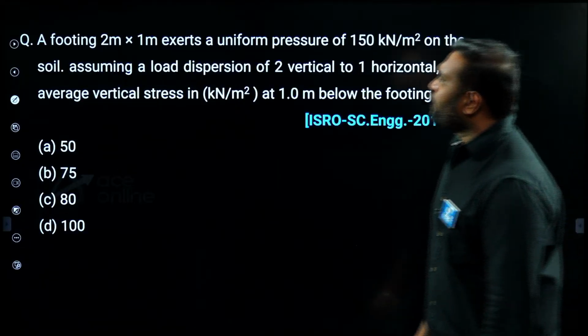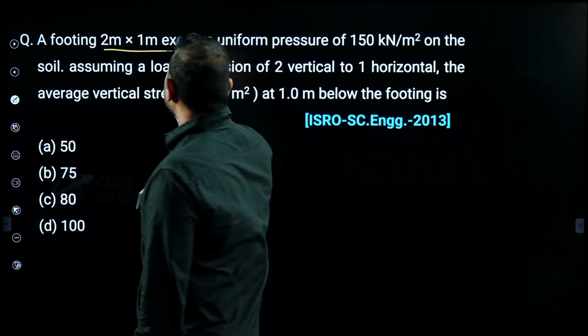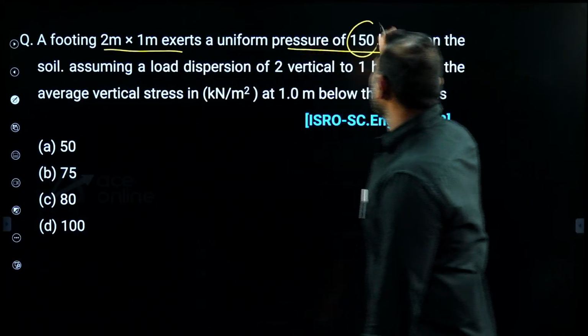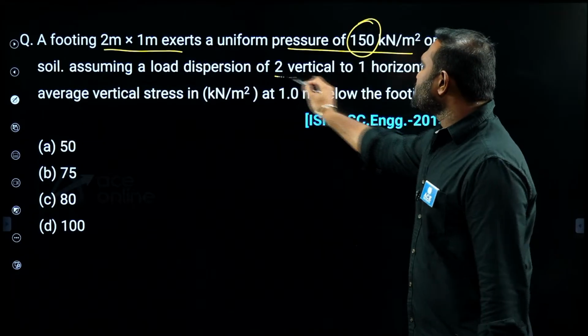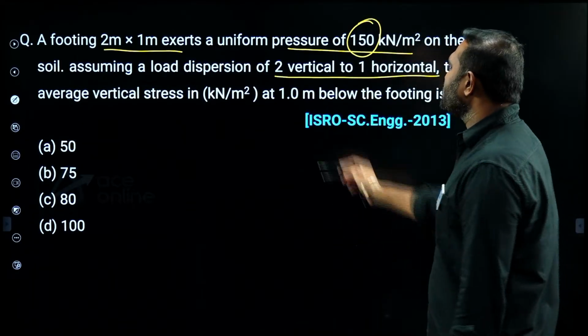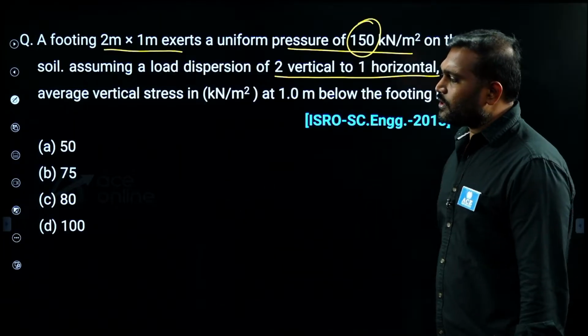Next, a footing 2 meter by 1 meter exerts a uniform pressure of 150. Assuming load dispersion as 2 vertical to 1 horizontal, find the average vertical stress at a depth of 1 meter. Please come and find it out.